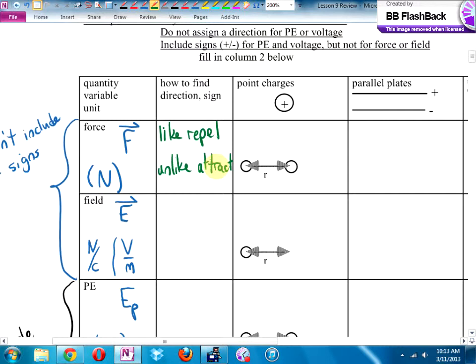How do we figure out the direction for electric field? This one was a bit more complicated. This one we actually had to define because there was no official direction that automatically popped out. We said, okay, so that we all have the same direction, here's how we defined it. How did we define it?